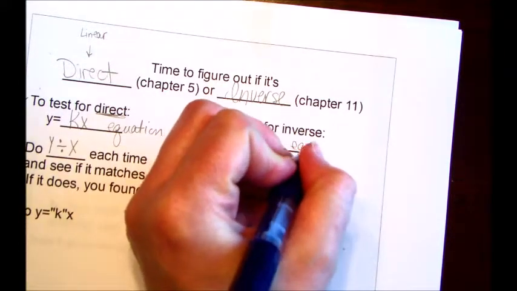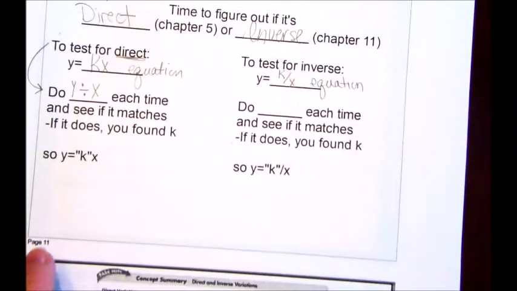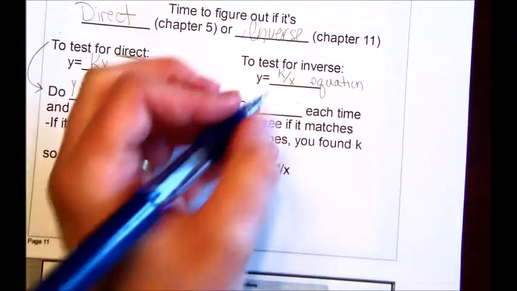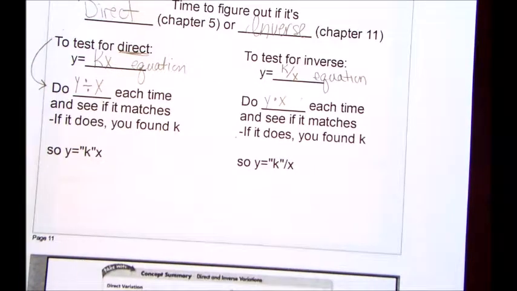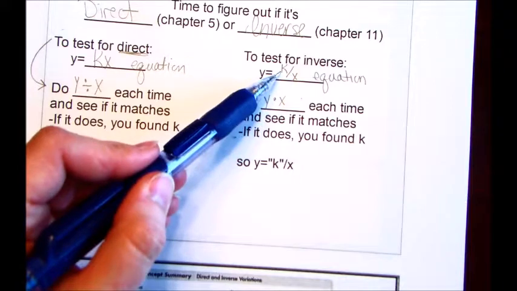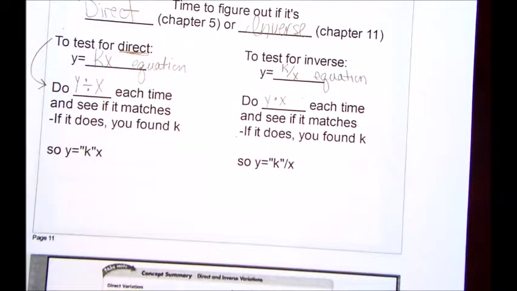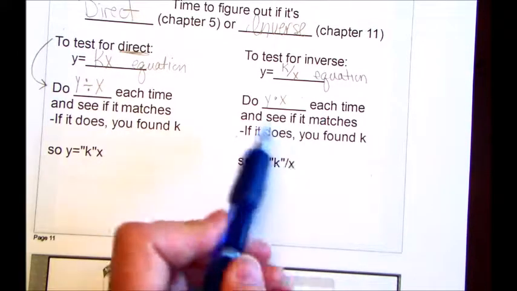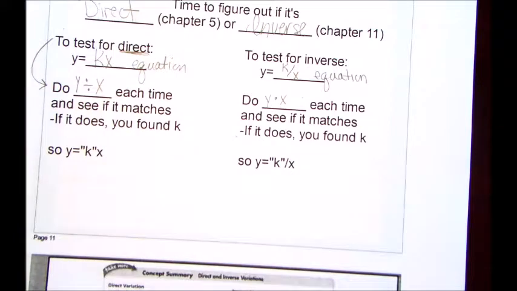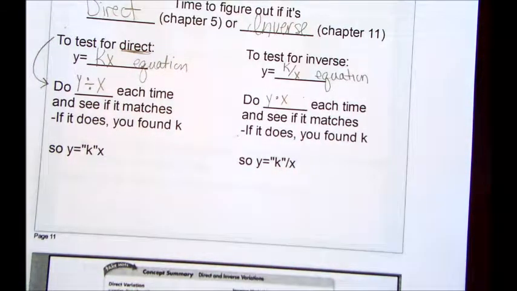Remember, this is the equation. But in order to figure out if it fits the equation, here's what you need to do. You actually need to do y times x. It's almost opposite of what you want to think, isn't it? Like to test for a division problem, you have to multiply it. And to test for a multiplying problem, you have to divide it. So just remember, it's opposite of what you would probably want to do. If y times x is the same each time, you found it. So your equation would be y equals k, whatever you get, divided by x.